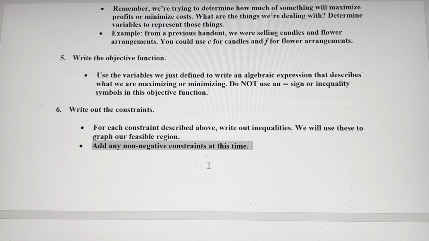When we're producing something, when we're manufacturing something, you can't make a negative number of pizzas. One of our examples includes pizzas. You can't have a negative number of large pizzas. So even if we don't write these out physically, we want to think about non-negative constraints, which will put us totally in quadrant 1.